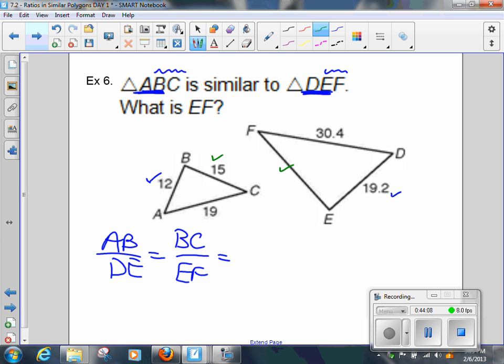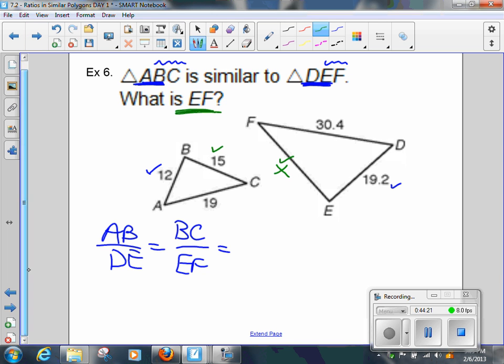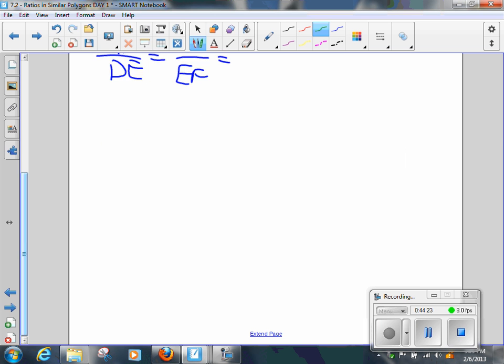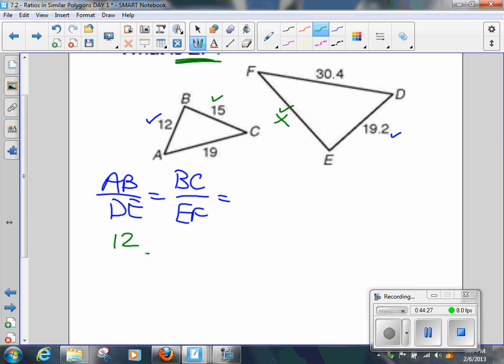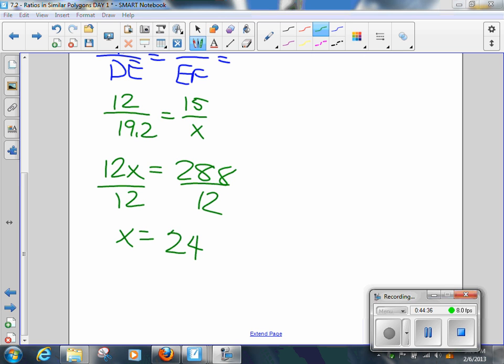Am I ready to figure out what this side is? What am I looking for? EF. I don't need that other side. I already know that the two triangles are similar. Okay? So, how am I going to set this up? What is AB? 12 over 19.2, 15 over x. Hey, solve that real quickly for me.